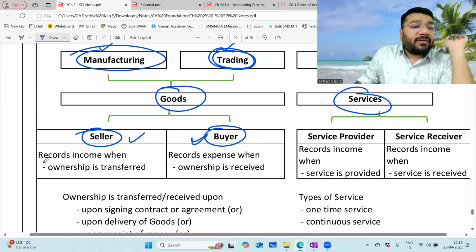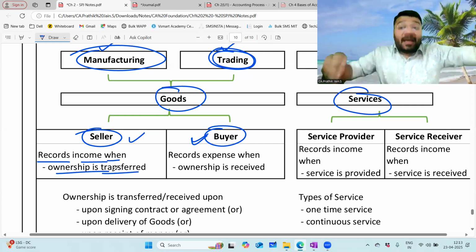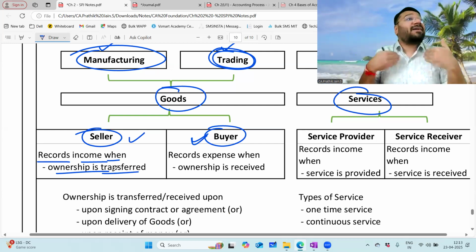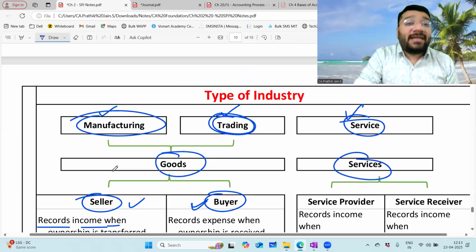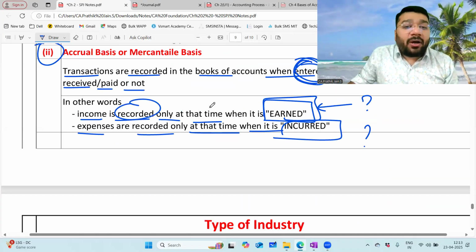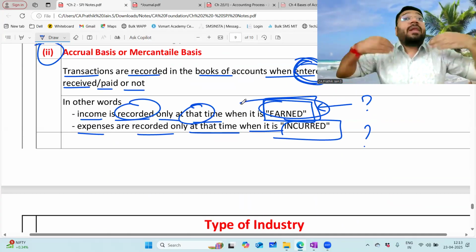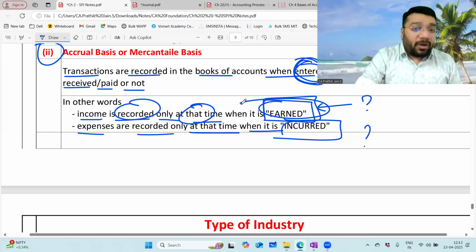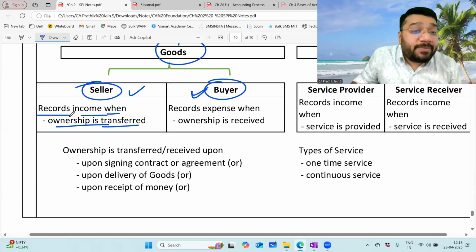The law says that record income when the ownership is transferred. Record the income when it is earned. But when do I know my income is earned? Income is recorded at that time when it is earned. How will I know when my income is earned? For that, law says that when the ownership is being transferred.